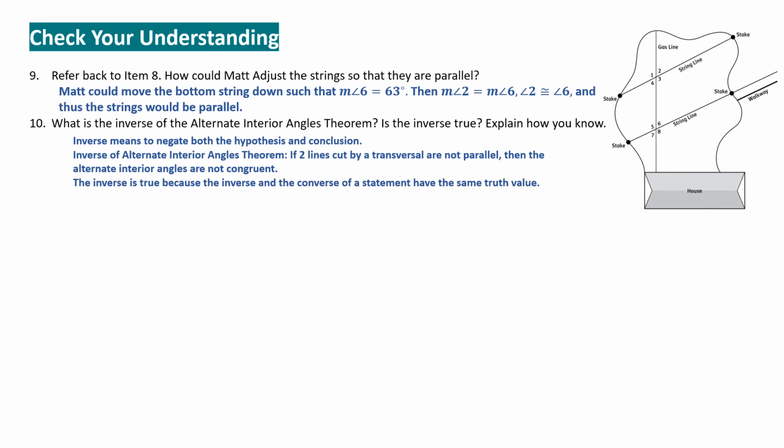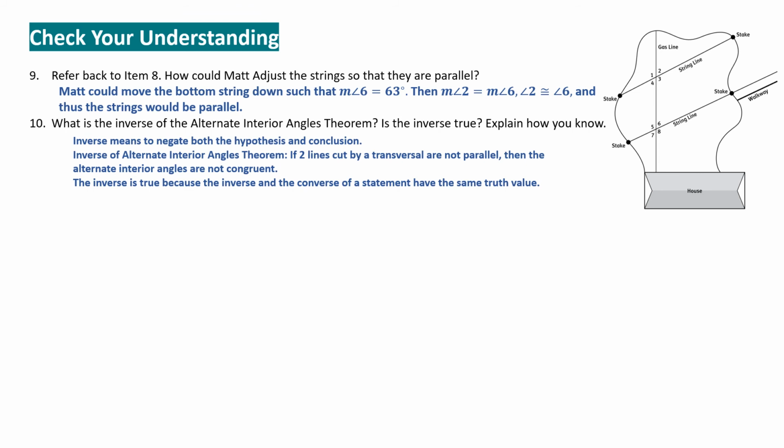Yes, it is. And why? This is true because the inverse and the converse of a statement have the same truth value. If you remember when we went over inverse and converse, we talked about their truth values, and in there we said that if the converse is true, then the inverse is true as well. Or the other way around, either way. So if one is true, then the other has to be true as well.